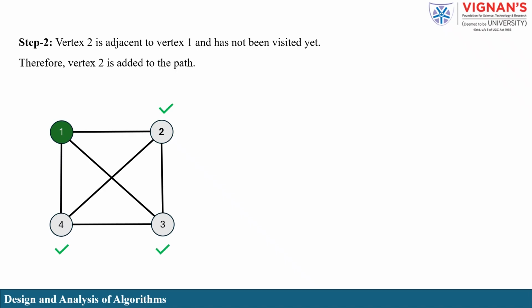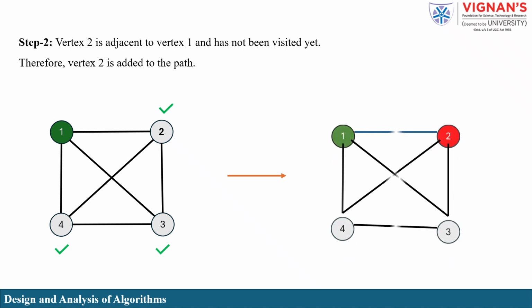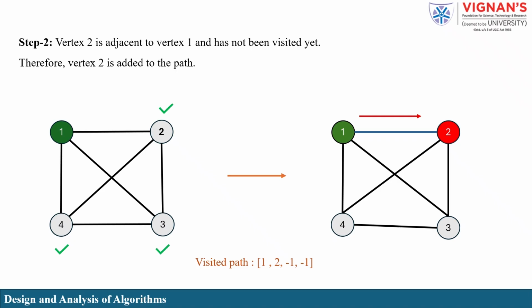Vertex 2 is adjacent to vertex 1, and it has not been visited yet. So, vertex 2 is a valid choice. Therefore, we move from vertex 1 to vertex 2. Now, vertex 2 becomes the current vertex. The visited path is updated as 1, 2, -1, -1. Here, -1 means the remaining vertices are not visited yet.